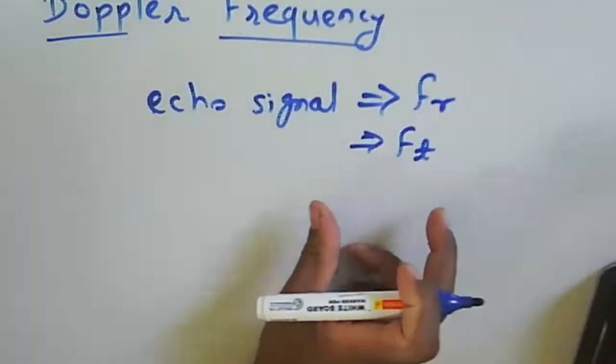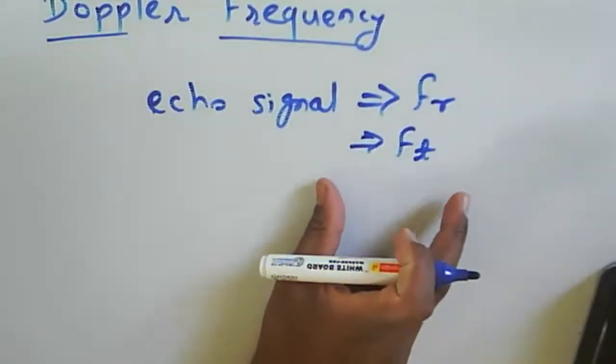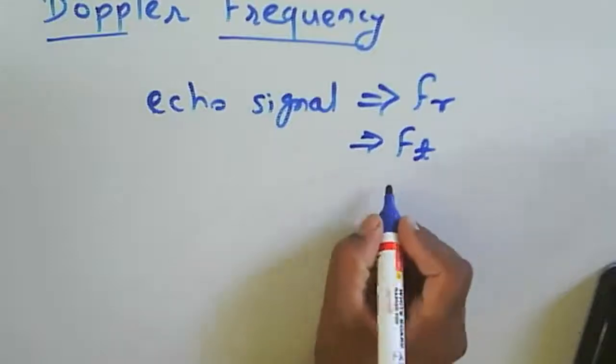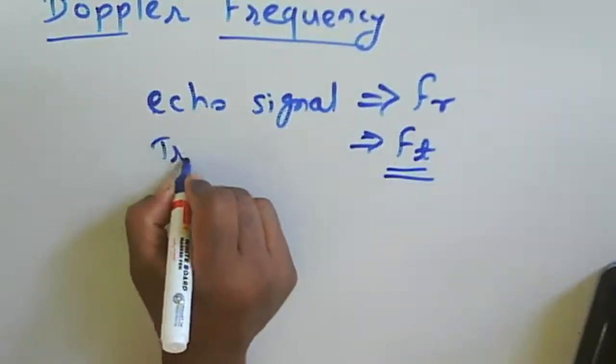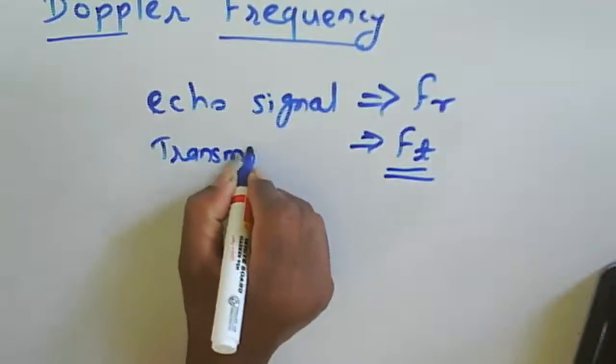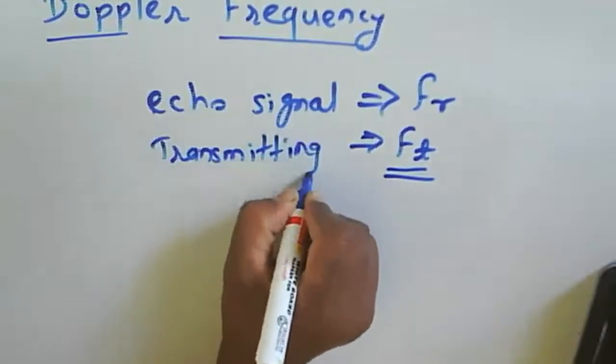So now from that, what are we defining? Fd is the transmitting signal.